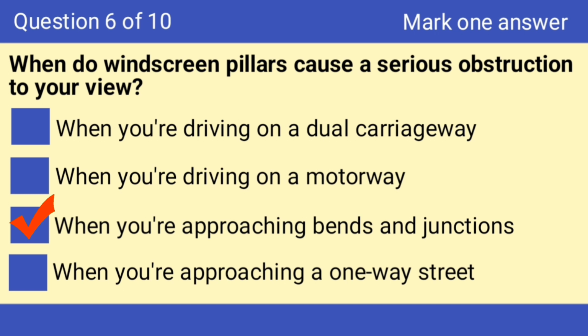Explanation. Windscreen pillars can obstruct your view, particularly at bends and junctions. Look out for other road users, especially cyclists, motorcyclists, and pedestrians who can easily be overlooked.